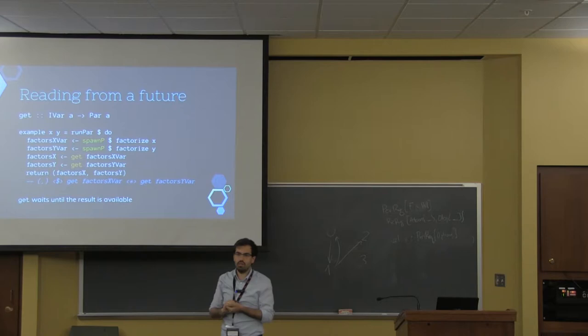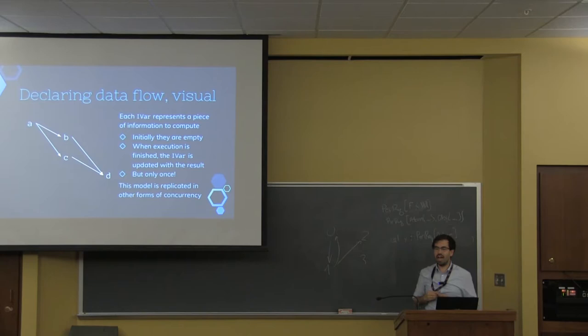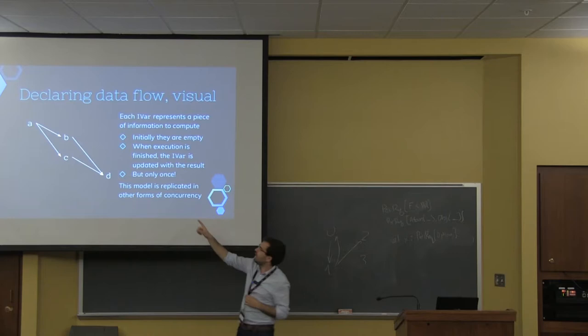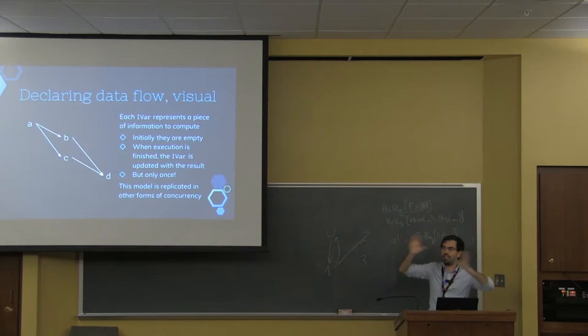Yeah, we'll see another thing which uses IVar. The other thing you can use IVars for is to declare some kind of data flow. Imagine that B and C depend on A, and D depends on B and C. Using the IVars, you can try to explain this data flow, and then the parallelism will try to get as much parallelism as possible.